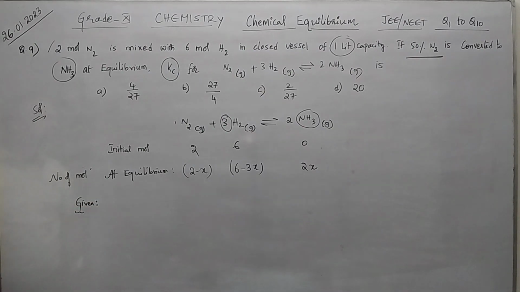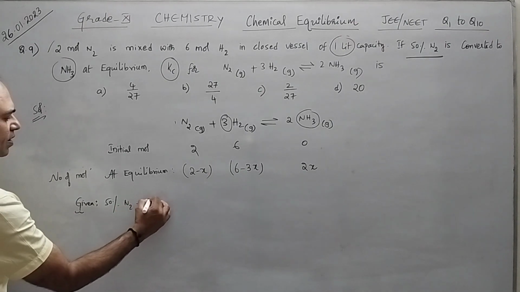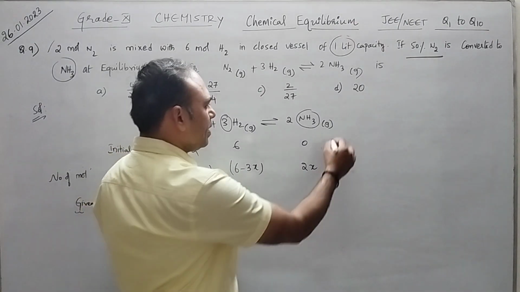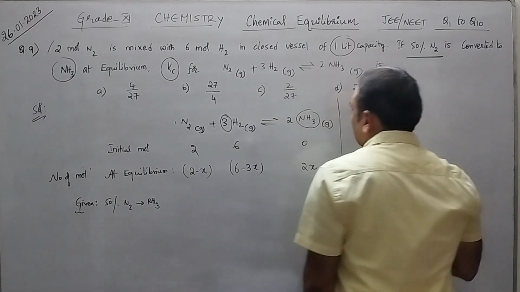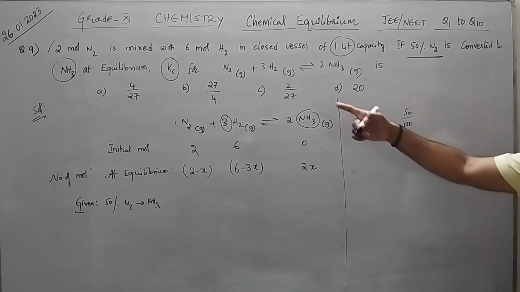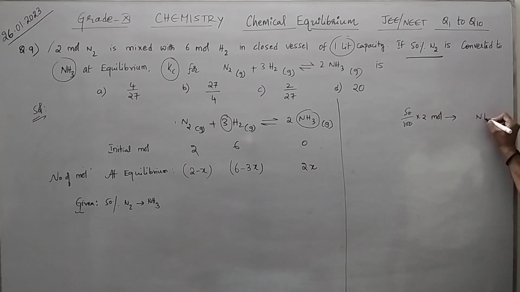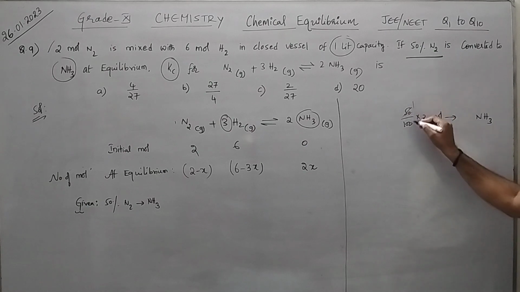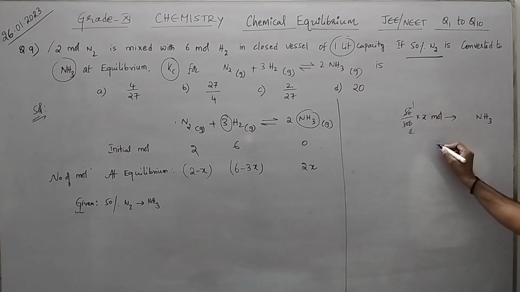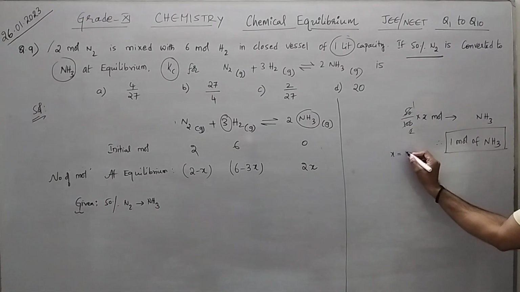They have mentioned that 50% of N2 is being converted into ammonia. So let us calculate here. Suppose 50%, nothing but 50 by 100 of how many moles? 2 moles is being converted into ammonia. So we can cancel this 2 times, and therefore we get 1 mole of ammonia. So very simple, we can take it as x is equal to 1.